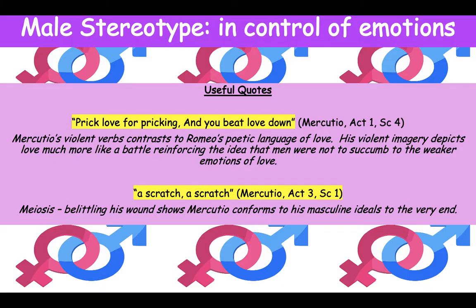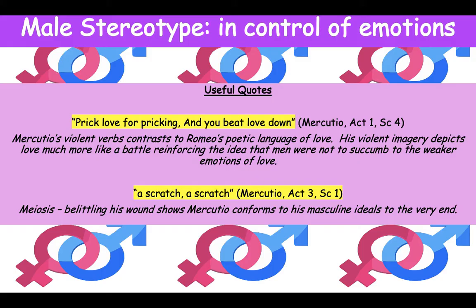That contrasts with Romeo's poetic language of love that we've seen, that quite hyperbolic detail that he goes into, the way that love is for him. So this violent imagery depicts love much more like a battle, reinforcing the idea that men were not to succumb to the weaker emotions of love. Okay, love is a weak emotion. It's for women, not for men.